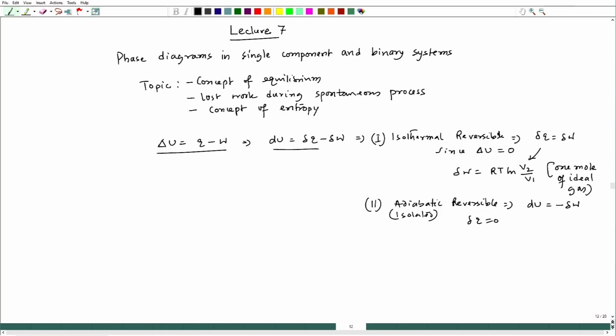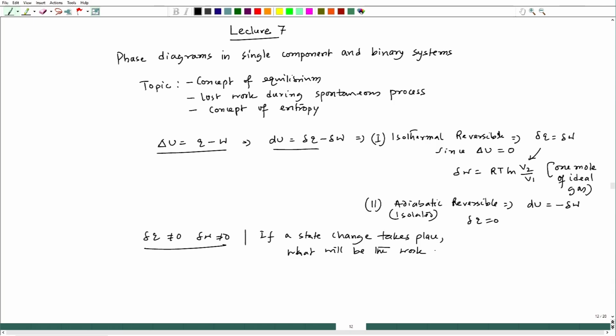we can ask one question. That question is, let us say del Q not equal to 0, del W not equal to 0. So, if a state change takes place, what will be the work available from the system? This question let us ask.